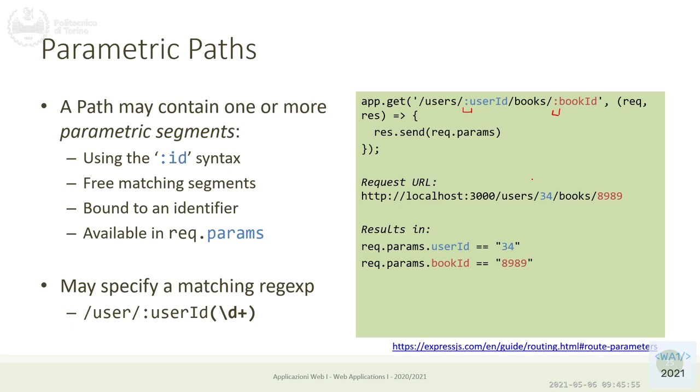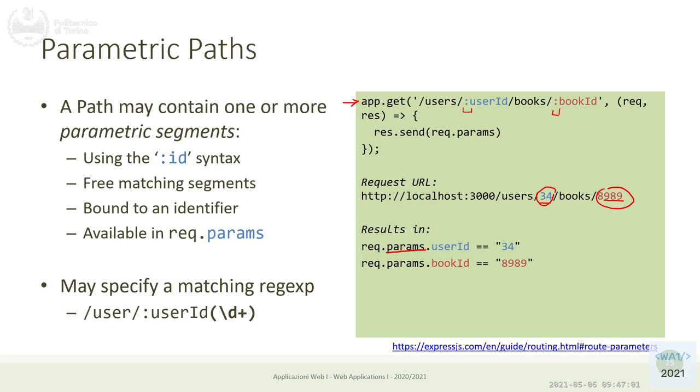Okay, so for example, we have a URL with user/34 and books/8999. This will be matched by this path specification, because it uses /books/something else. So with a single get, we are able to catch different URLs, different addresses that, from the browser's point of view, are all different addresses, but they will be processed by one single callback. And the nice thing is that these parts of the URLs will be automatically extracted for us and stored inside the params of the request object. So our code will be able to use that information.